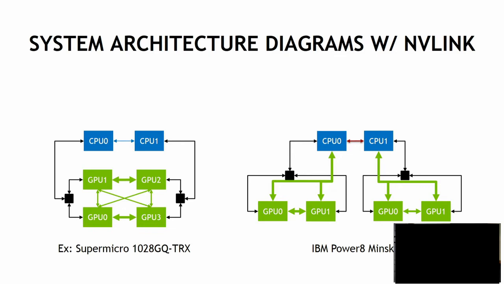So the NVLink is not a limited architecture. There's lots of different ways you can put it together. For example, if you were to buy a white box based on a Supermicro architecture, you're going to have an NVLink that looks like we have up here. The black represents PCI Express, green represents the NVLink, and the blue represents the QPI.